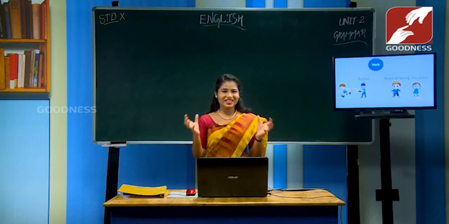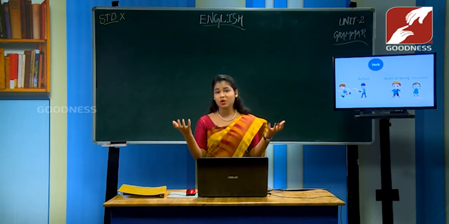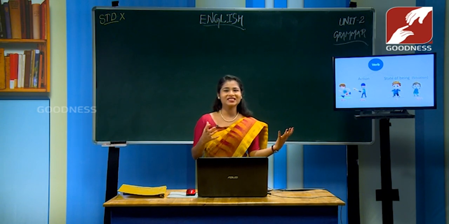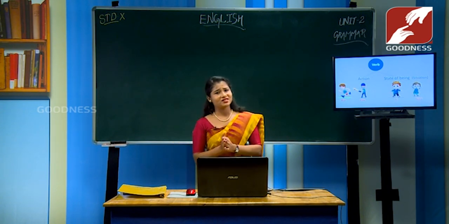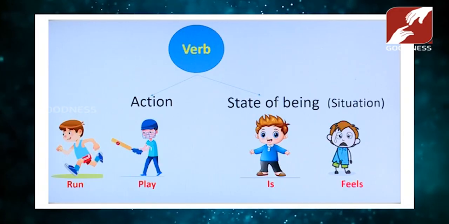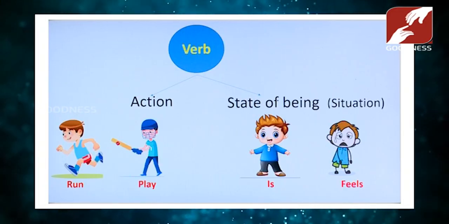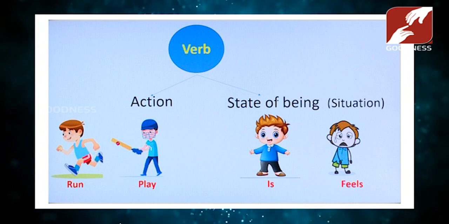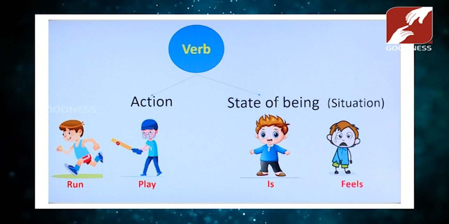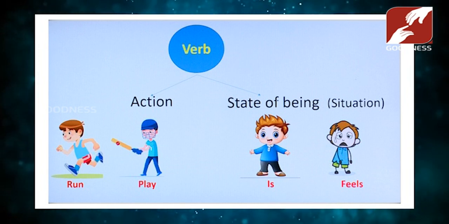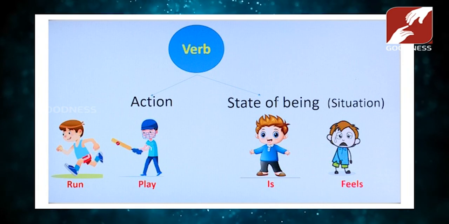Now, let us see in detail. See, we have already discussed verbs. What are they? They are either an action or the state or situation performed by the subject, isn't it? Yes. So, you can see 4 images over there, isn't it? And just see the first image. What is a boy doing there? Yes, of course, the boy is running, isn't it?